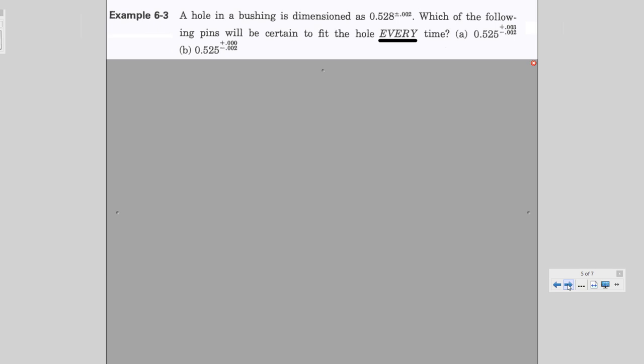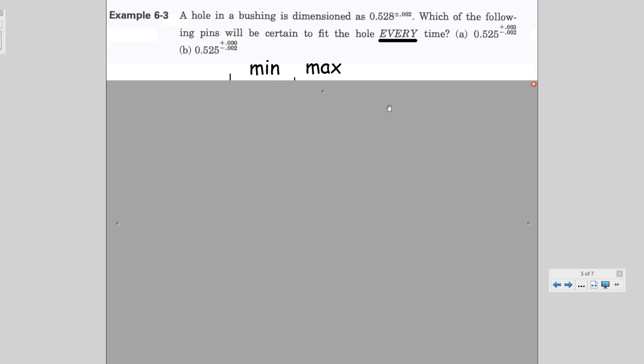Let's look at a slightly different scenario. It says a hole in a bushing is dimensioned at 0.528 with a plus or minus, and again, remember this means plus and minus, 0.002. Which of the following pins will be certain to fit the hole every time? And here are the 2 possibilities. So what we're going to do is make a little chart, a little maximum and minimum chart.